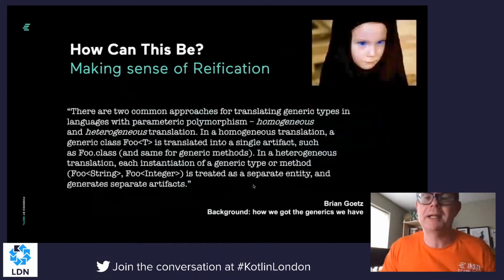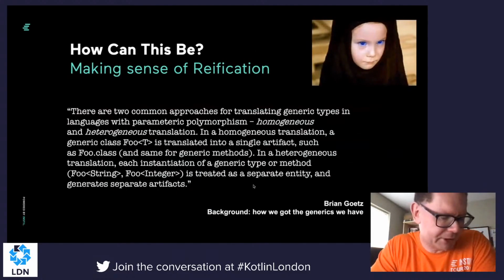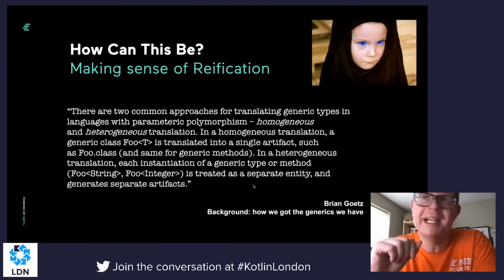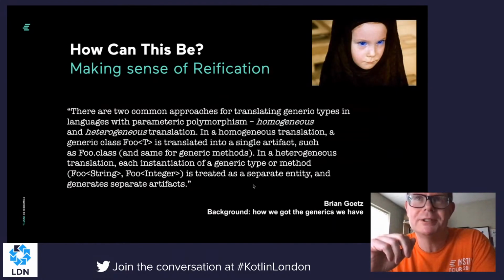So another way in which it's phrased is that you've got two kinds of translation. You've got a homogeneous translation and a heterogeneous translation. So homogeneous is what you have in Java, okay? That's where no matter what values you've given to T and how many different values you've used for T, you only get one output, okay?